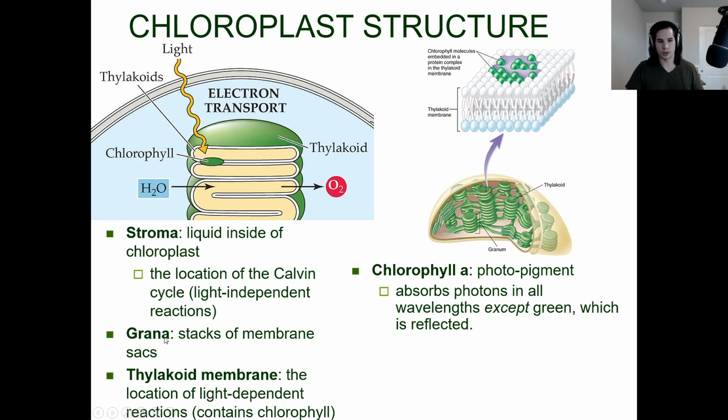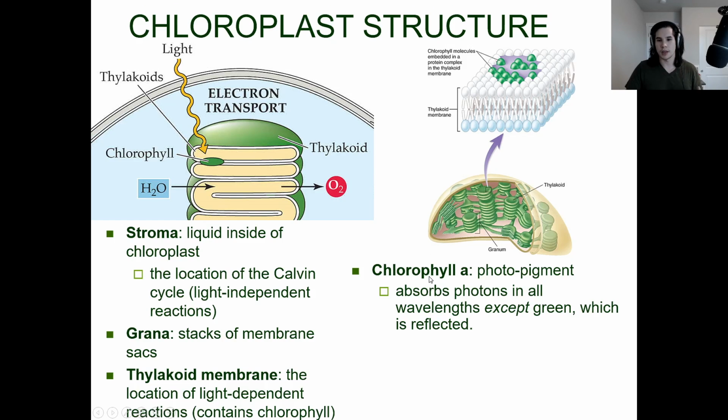Grana, those are going to be their stack of membrane sacs. Thylakoid membrane, that's the location of your light-dependent reactions. So these are things that are important to know: the difference between where the Calvin cycle and the light reaction are going to occur within your chloroplast.